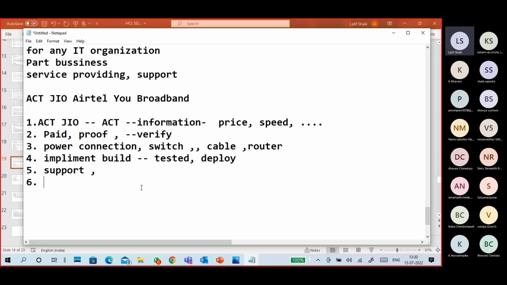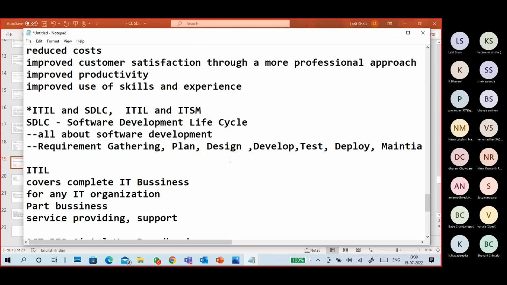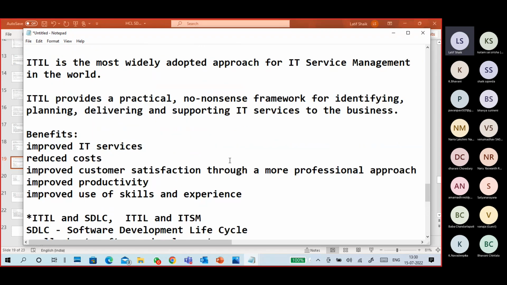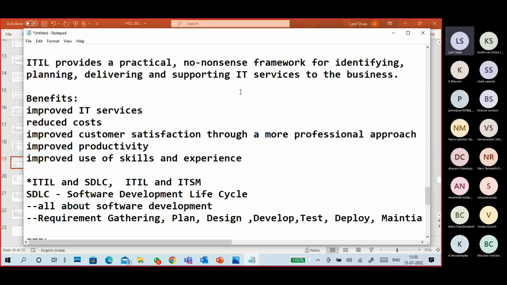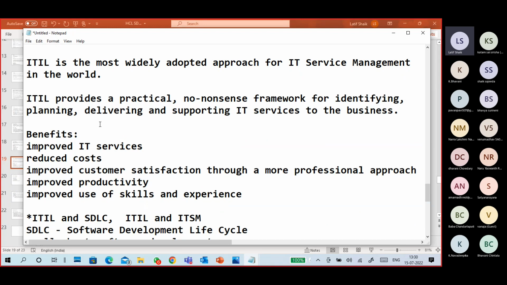The point here is supporting. This is the main point. You got some issues, how to support the customer, how to solve the customer's issues, like that. So these are the four important words that are used: identifying, planning, delivering, and supporting IT services to businesses.